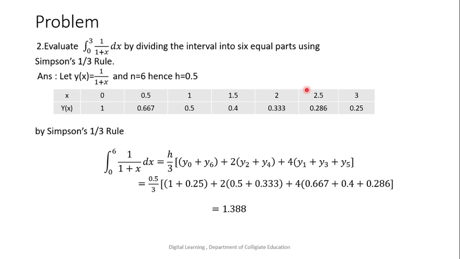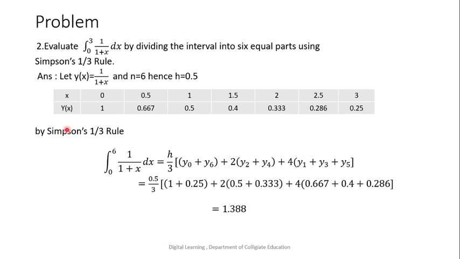Next x5 and x6. Then find the y of x values by using the formula 1 by 1 plus x. Here find 1 by 1 plus x at x is equal to 0. We get y0 is 1. Then find y of x at x is equal to 0.5. We get 0.667. Similarly, we find the y1, y2, y3, y4, y5 values and also the y6 value.